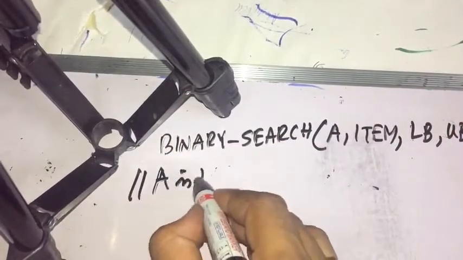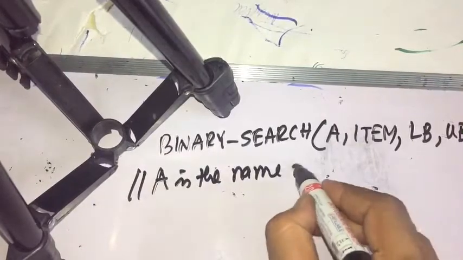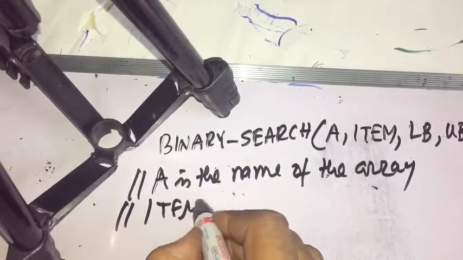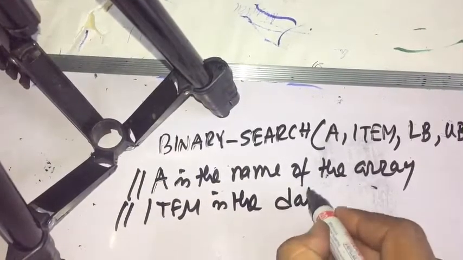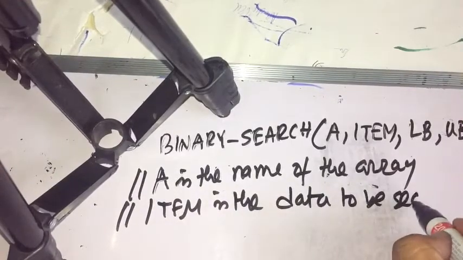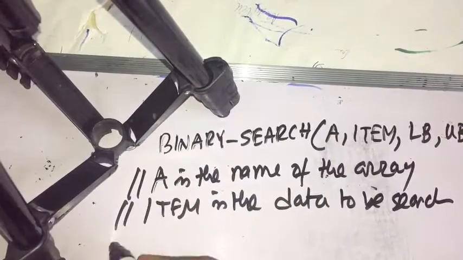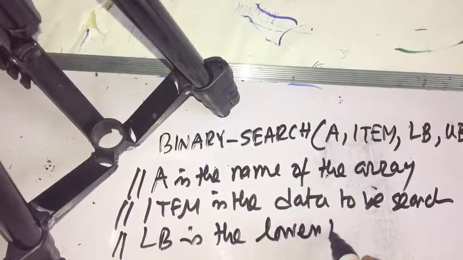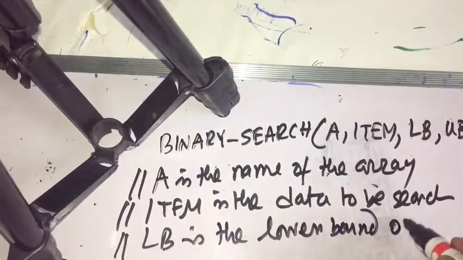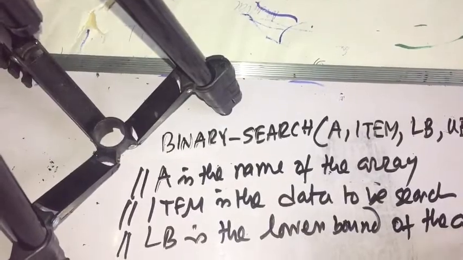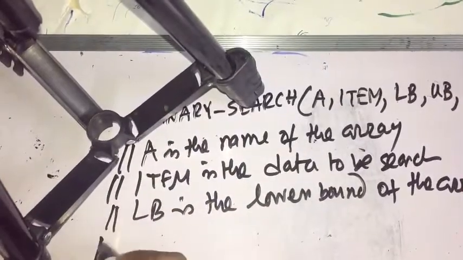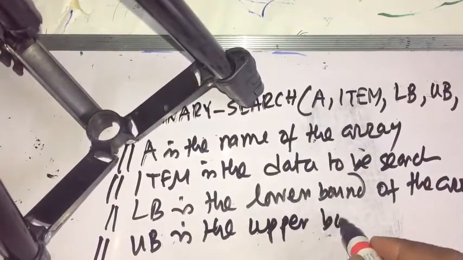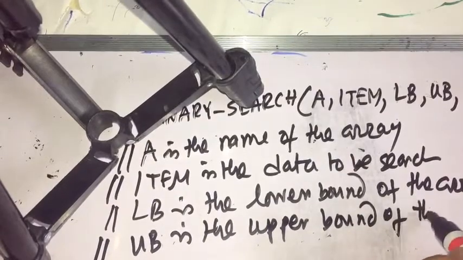A is the name of the array. Item is the data to be searched. LB is the lower bound of the array, by default it is 0, the lower index bound of the array. UB is the upper bound of the array. Upper bound means the maximum size of the array.